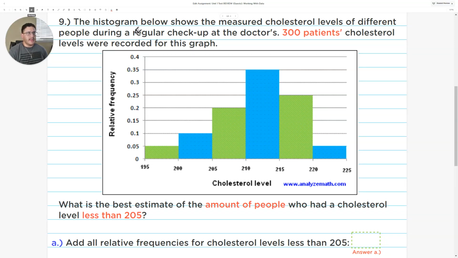Question number 9. The histogram below shows the measured cholesterol levels of different people during a regular checkup at the doctor's. 300 patients' cholesterol levels were recorded for this graph. What is the best estimate of the amount of people who had a cholesterol level less than 205?